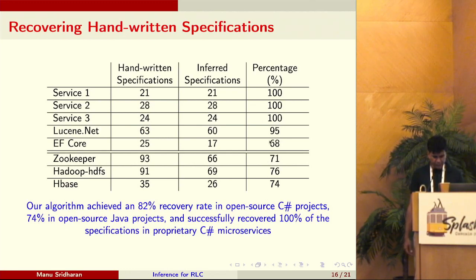That's these two. 74% in open source Java projects. And actually for the proprietary C# microservices that we looked at, we were able to uncover 100% of the handwritten annotations. We don't have a proven explanation for this. We suspect that that code was under more rigorous code review and maybe structured more in a way that's more amenable to this kind of checking.